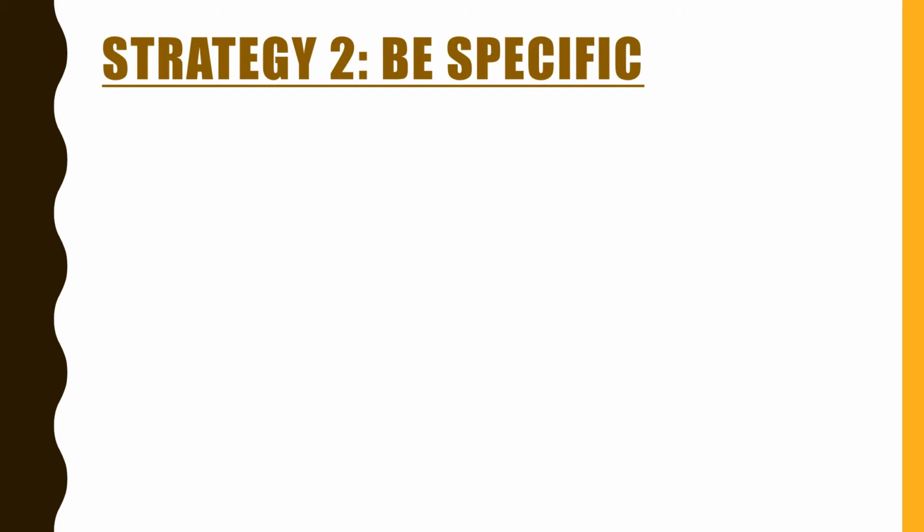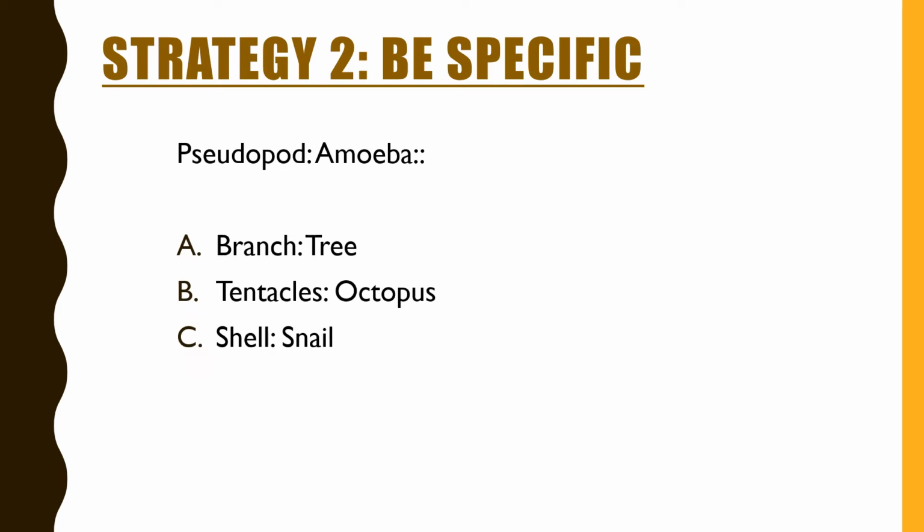Our second strategy is to be specific. Look at the example. The question is, pseudopod is to amoeba. Now the options are, branch is to tree, tentacles is to octopus, and shell is to snail. As you all must be knowing, pseudopod is a false foot of amoeba. My first sentence is that pseudopod is a part of an amoeba.